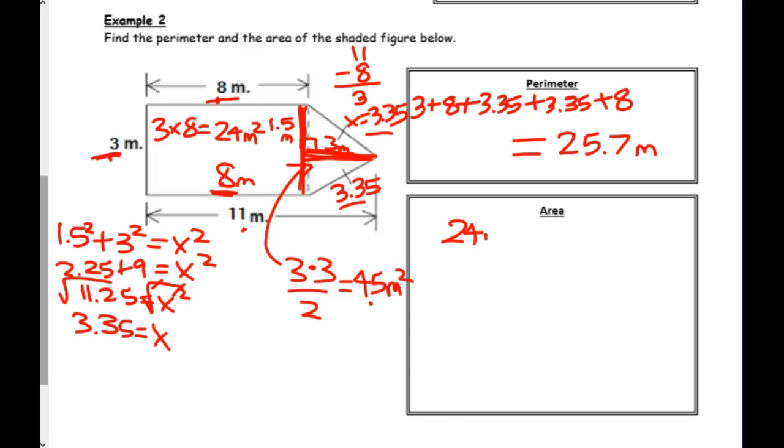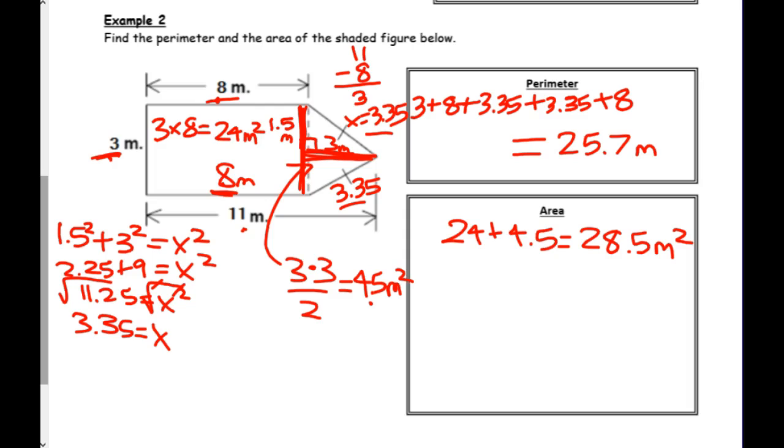So 24 meters. All right, let's do numbers for now. 24 plus 4.5 equals 28.5 meters squared for my area. Now we don't need to do overkill where we're going over a million problems. You get the idea. If you have a composite figure, perimeter is still on the outside, and for area, you have to add up both parts, or if there's more than two, add all the different areas up, okay?